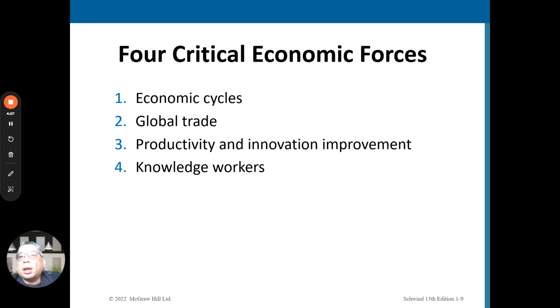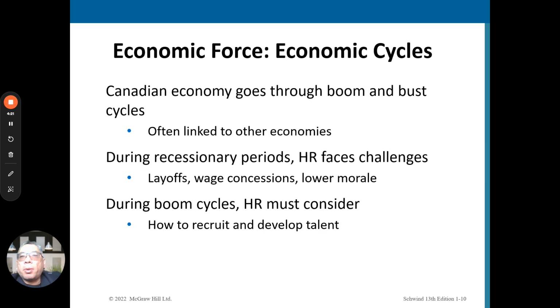The 4 critical economic forces are economic cycle, global trade, productivity and innovation improvement, and knowledge workers. Starting with the economic cycle, the economy goes through boom and bust cycles, often linked to other economies as well. We are related to the US economy in terms of integration because we are close to the border. During a recession, HR faces challenges such as layoffs, wage concessions, and low morale. Meanwhile, during the boom cycle, HR must consider recruitment as well as developing talent.